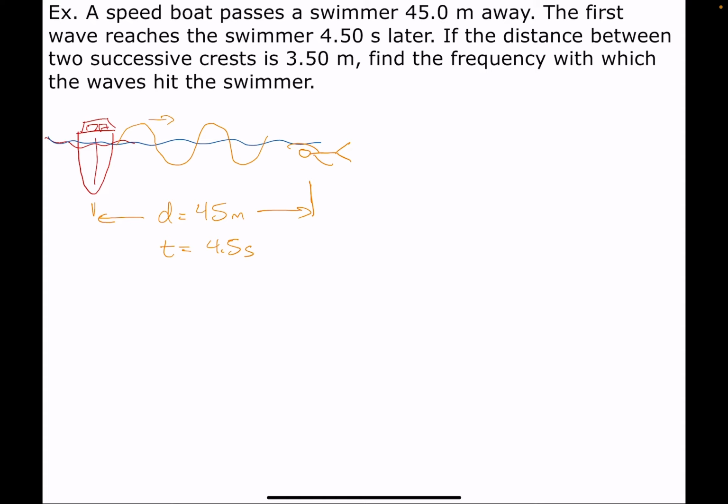But we also know something specific to the waves: the distance between two successive crests. Successive means side by side. So here's two crests side by side. The distance from this one to this one is 3.5 meters. That is lambda. So we could say over here, lambda is 3.5 meters. The distance between two successive crests is the wavelength. And then the question is asking me for the frequency of the waves.